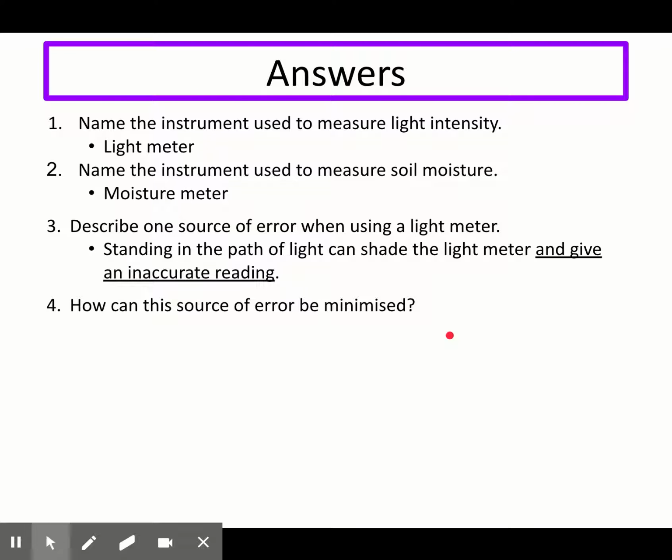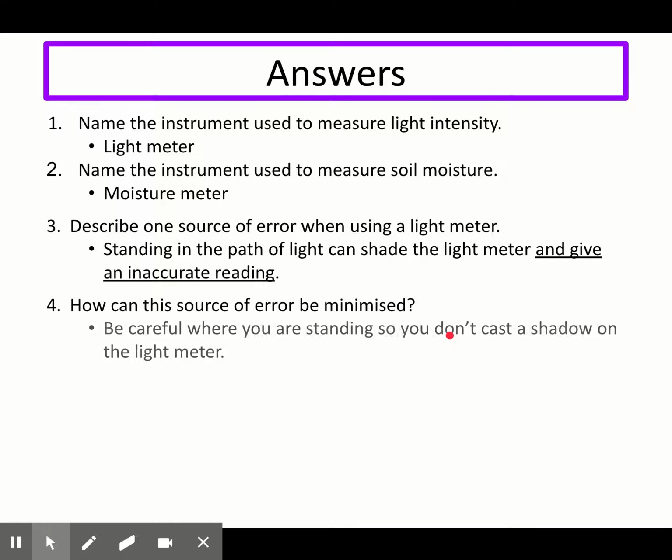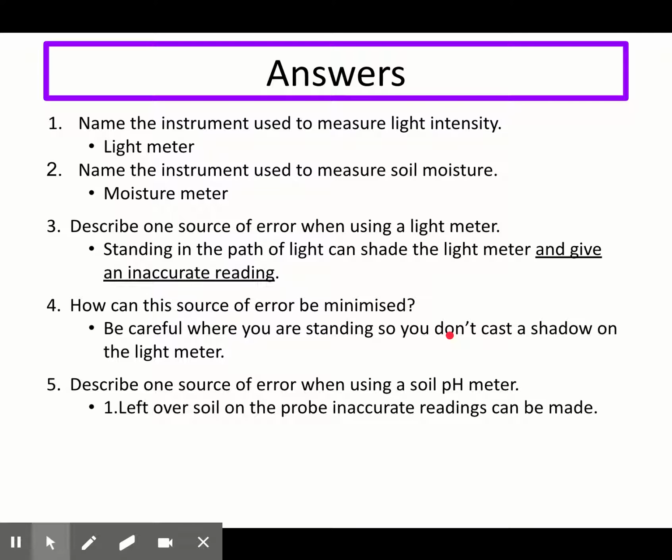Number 4 asks how that source of error could be minimised. By being careful where you're standing so you don't cast a shadow on the light meter. Number 5 asks you to describe one source of error when using a soil pH meter. One thing you could say was that leftover soil on the probe could give an inaccurate reading. Or you could say that taking the reading too quickly would be an error, and it might give an inaccurate reading again.